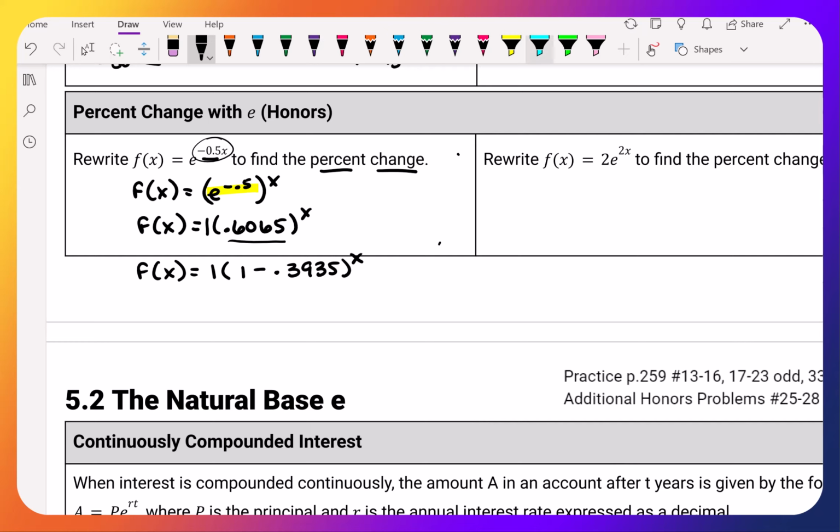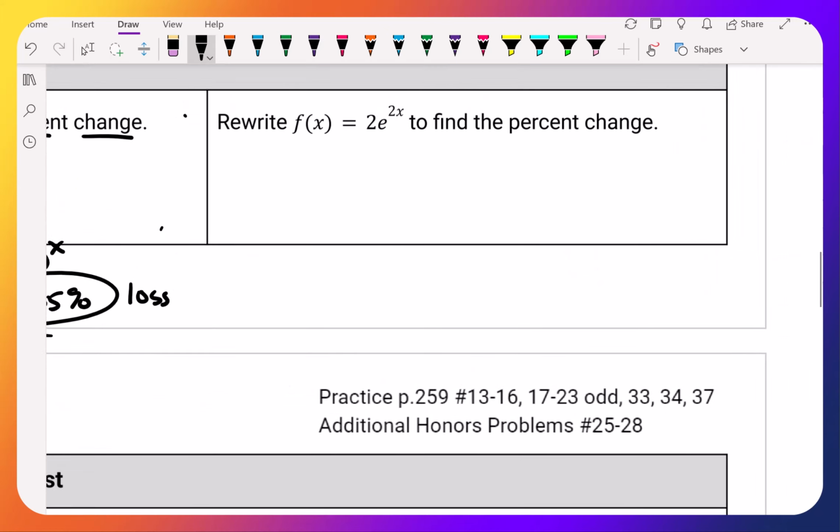If you write it in this form, that is going to be your percent change. So the percent change is going to be 39.35%, and that will be a loss. Okay, over here is a positive exponent, which means it's going to be a growth. You're going to see that in just a second.